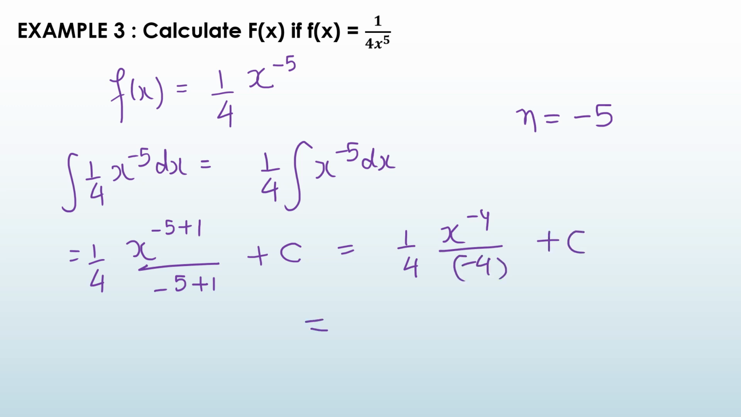And then we can simplify it. That becomes -1 over 16 times x to the power -4 plus c. You can leave the answer in this form, but if you do not like the negative power, you can rewrite that as x to the power 4 plus c. So that x to the power 4 should be the denominator.